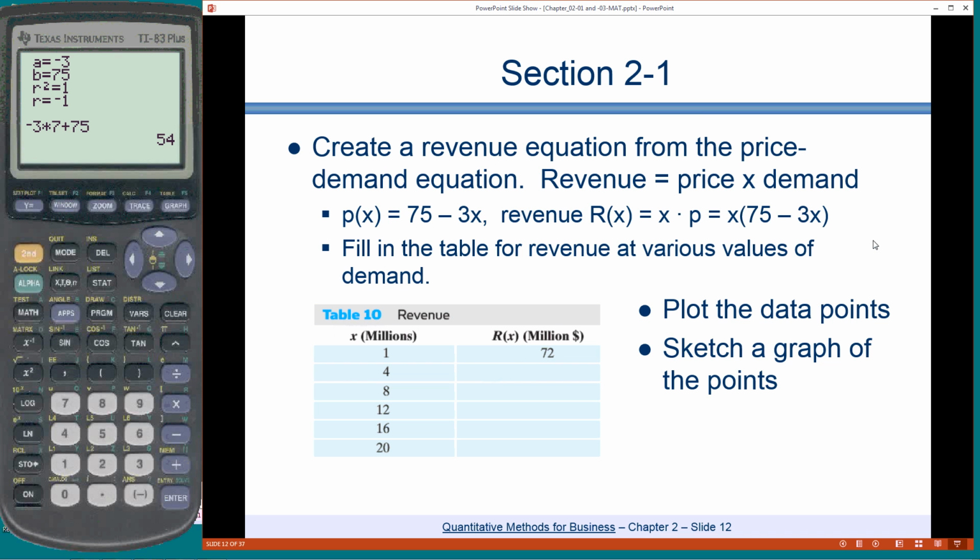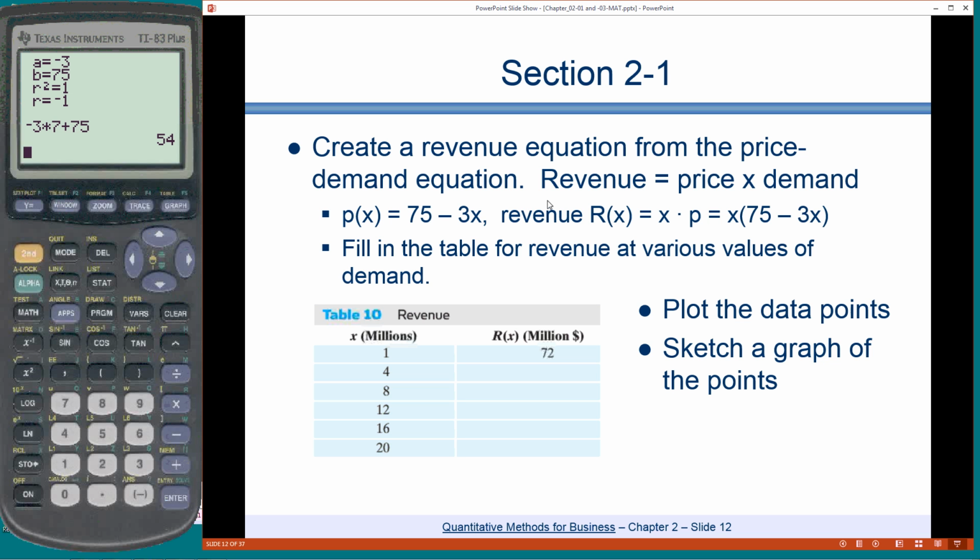So the second part of the problem says create a revenue equation from that price demand equation. Well, what is revenue? Let's get out of algebra for a second and talk about business. What's the definition of revenue from a business standpoint? Revenue is how much money you put in your pocket based on selling things. And it's the price you get per unit times the number of units you sell.